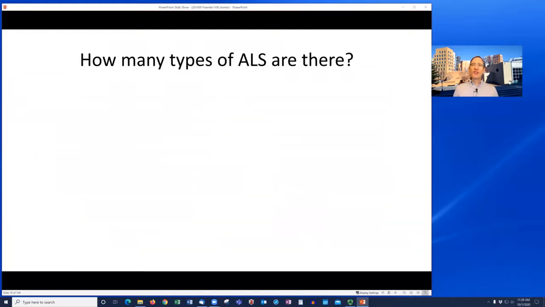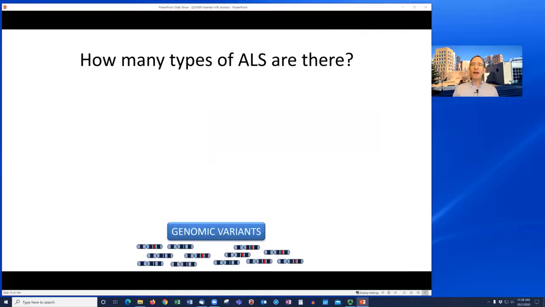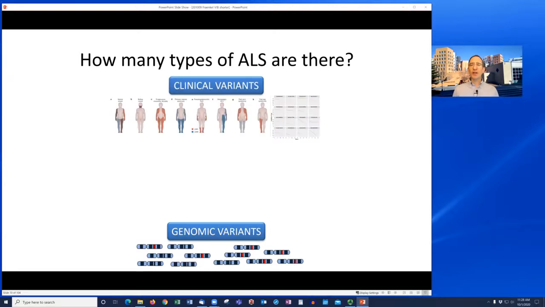So with these technologies in hand, we can now try to zoom out to the big picture in ALS. And I told you that this was one mutation that causes ALS out of many. And even altogether, all these mutations account for a tiny fraction of all the people who have ALS. So how many types of ALS are there? There are a lot of these genetic variants. I haven't gone into much detail on it, but there are quite a lot of clinical variants as well.